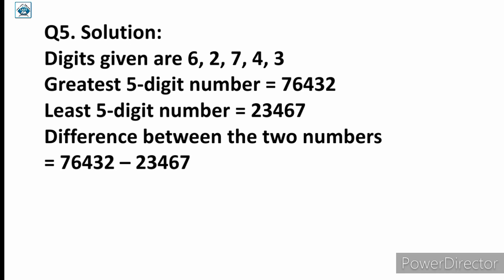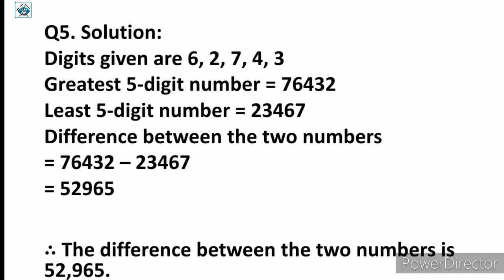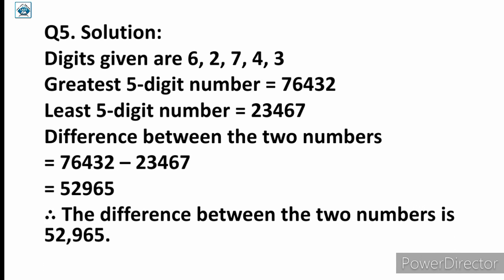76,432 minus 23,467. So when you will subtract, you will get the difference. Therefore, the difference between the two numbers is 52,965. In this way, you need to write the solution in your notebook.